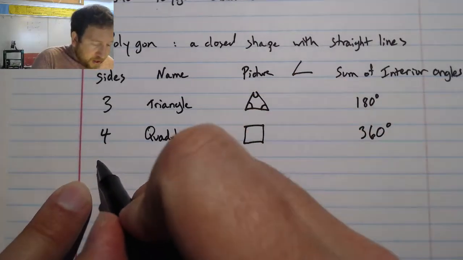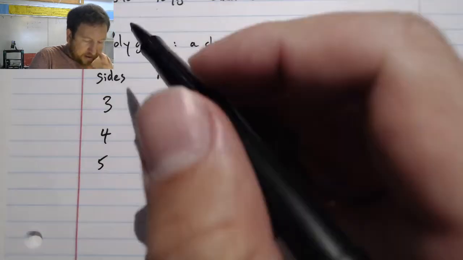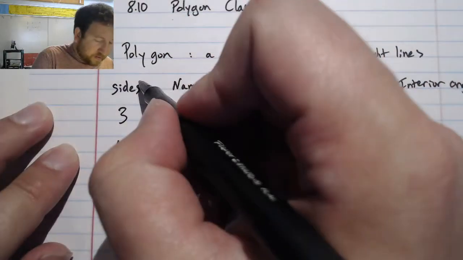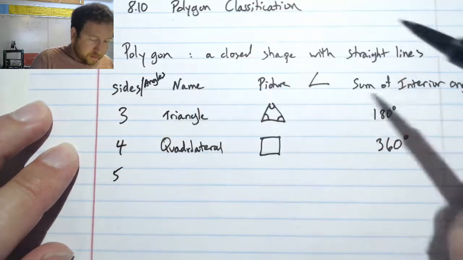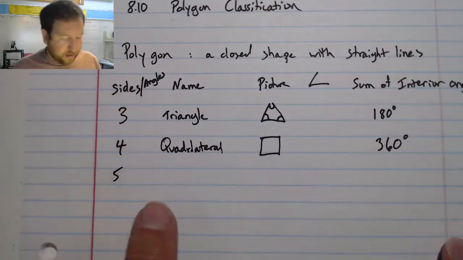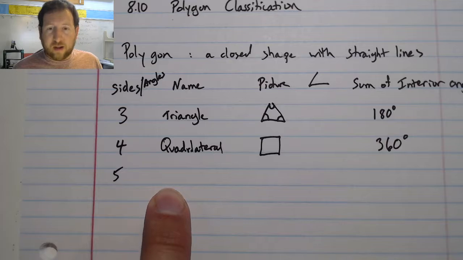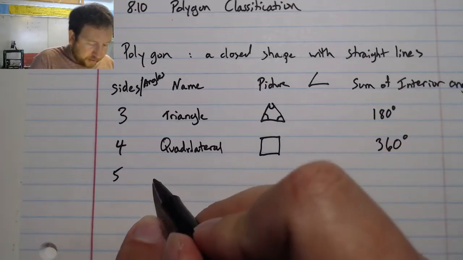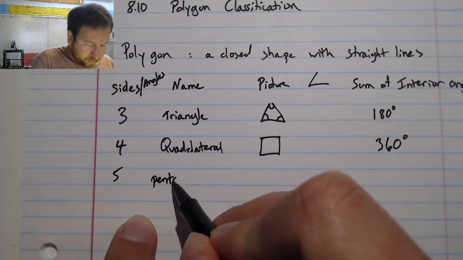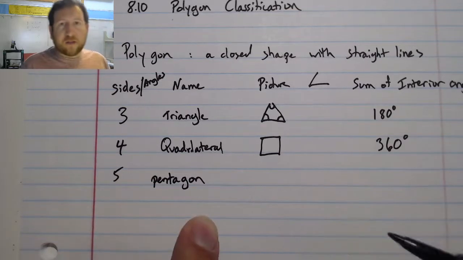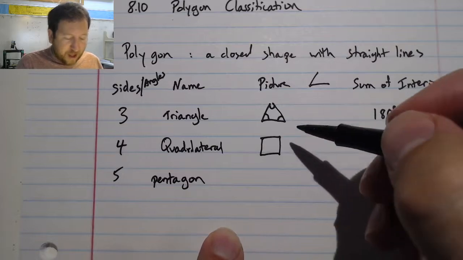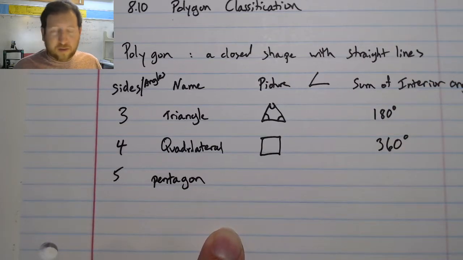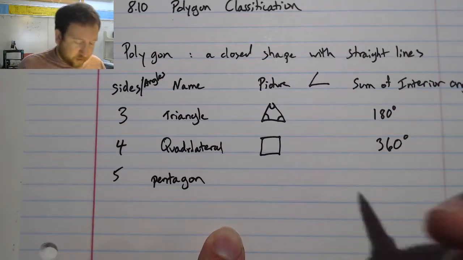Next, we can have 5 sides, and I actually should have written sides/angles, because there's the same number of sides as angles. And a 5-sided shape we call a pentagon. Again, this goes back to Greek roots. Penta means 5. And I'm going to be doing my best to draw these pictures, but I can't guarantee that they're going to be perfect.